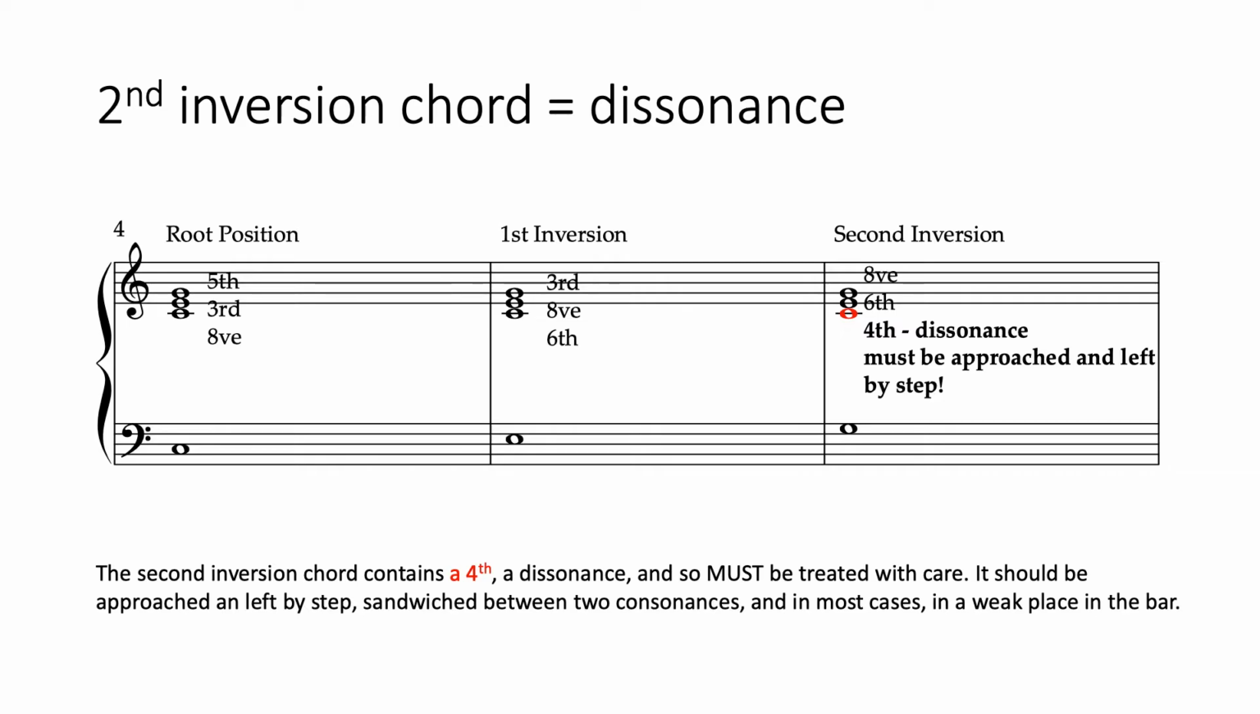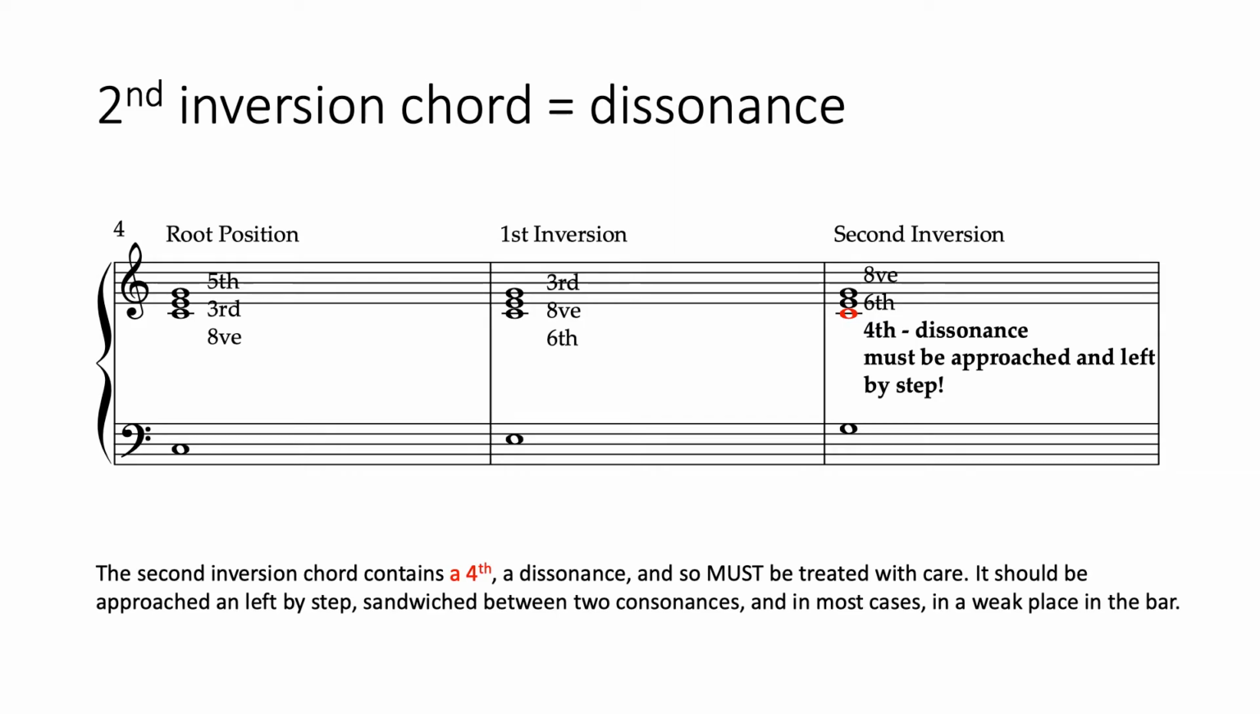I'll just play that again. There's our fourth. And it's that fourth that needs to resolve. So that's why second inversion chords need to be treated with a degree of care. We've got to be a little bit careful with them. Because they contain a dissonance, they should really be treated like a dissonance. They must be approached and left by step. They must be sandwiched between two consonances. And in most cases, they should appear in a weak place in the bar.